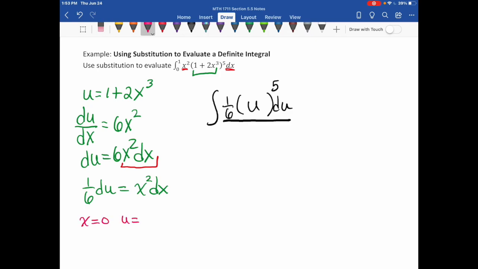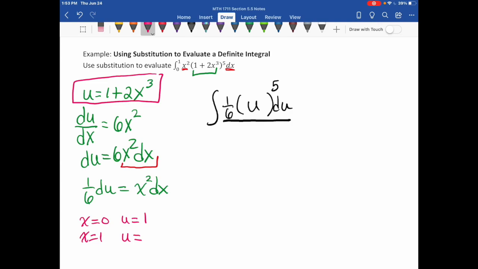So we're going to figure out if x is 0, what's u? If I plug in up here, using this right here, u is equal to 1 plus 2x to the third. So if I plug in 0 for x to the third, I'm going to get that u is 1.